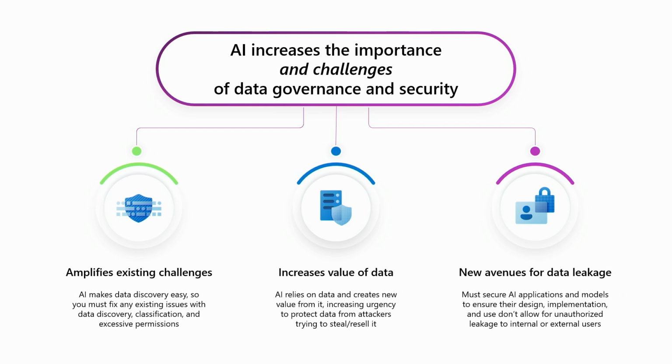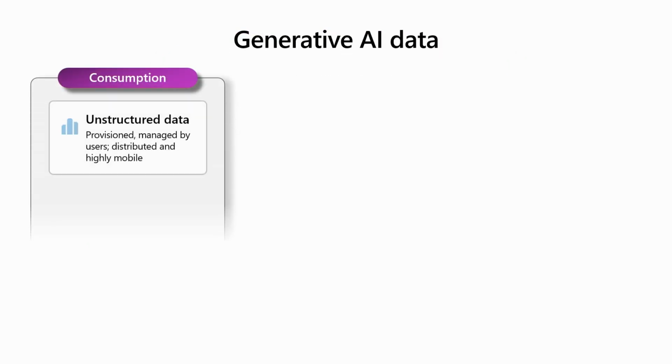It also gives us new avenues for data leakage. So AI models, we need to look at them, and setting permissions and setting classifications on your data is the first step. But we need to look from design all the way through implementation. How do we ensure that unauthorized users, whether internal or external, do not leak your data? And that data could be internal data or external data.